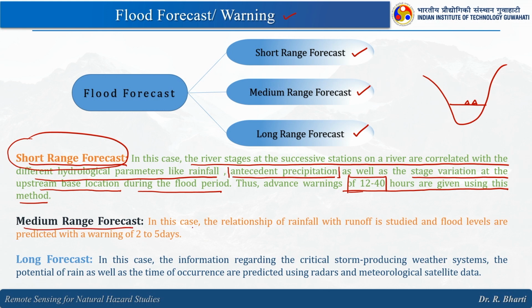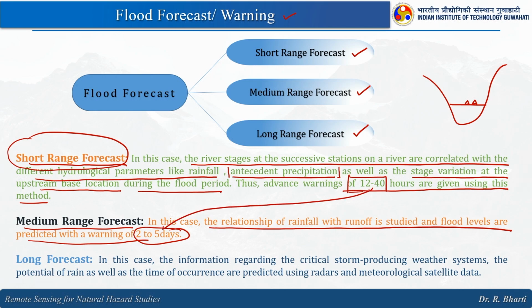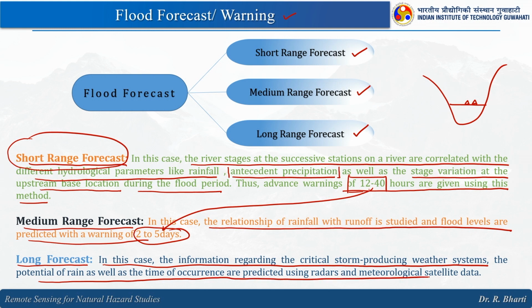Medium range forecast, the relationship of rainfall with runoff is studied and flood levels are predicted within a warning of 2 to 5 days. Here you can see it has increased from 12 to 40 hours to 2 to 5 days. Long range forecast, in this case the information regarding the critical storm producing weather system, the potential of rain as well as the time of occurrence are predicted using radar and meteorological satellite data. So, this will be before these 5 days.